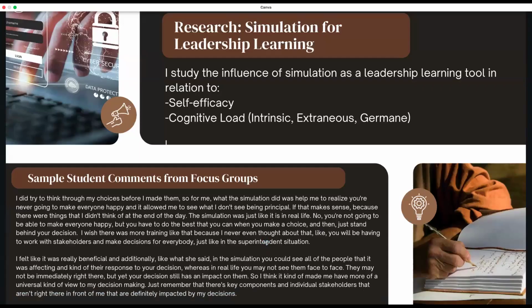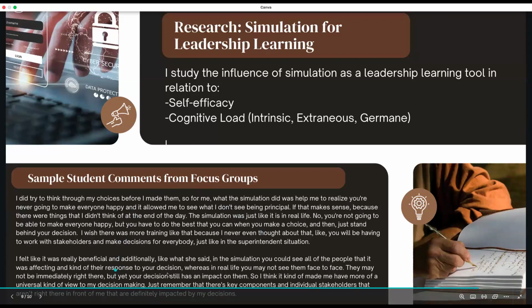The student said, "I did try to think through my choices before I made them. So for me, what the simulation did was help me to realize you're never going to make everyone happy. And it allowed me to see what I don't see being a principal, if that makes sense, because there were things that I didn't think of at the end of the day. The simulation was just like it is in real life. No, you're not going to be able to make everyone happy, but you have to do the best that you can when you make a choice, and then just stand behind your decision. I wish there was more training like that, because I never even thought about that. You will be having to work with stakeholders and make decisions for everybody, just like in the superintendent situation."